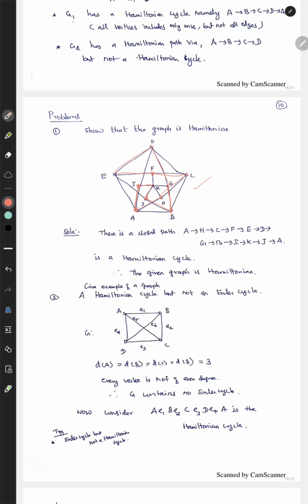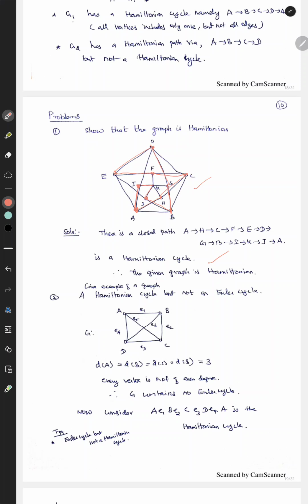Okay, so we started at A, we came back to A, we have used all the vertices of the graph exactly once other than A, which is only repeated at initial and final position. Therefore this cycle we got is a Hamiltonian cycle, therefore the graph is Hamiltonian.